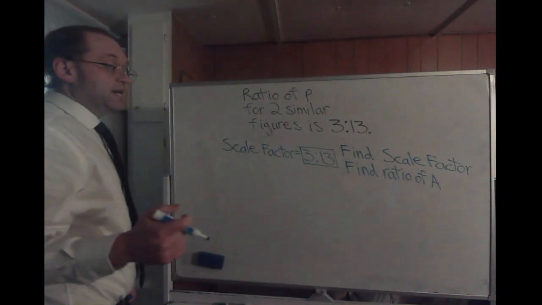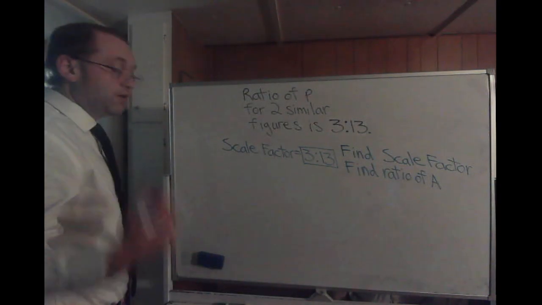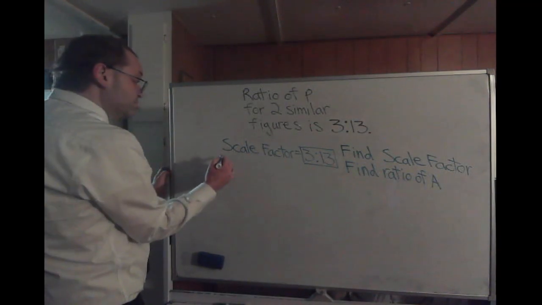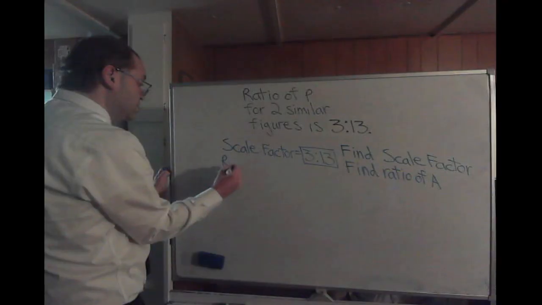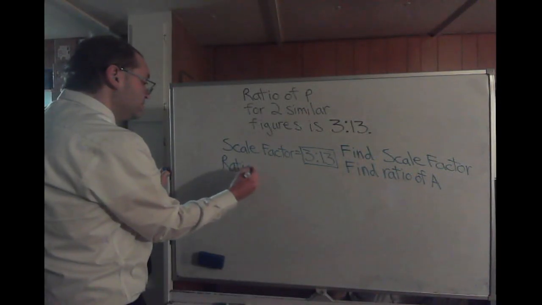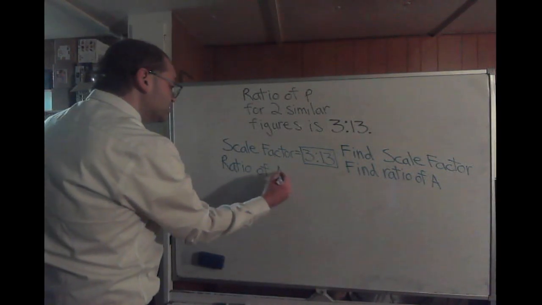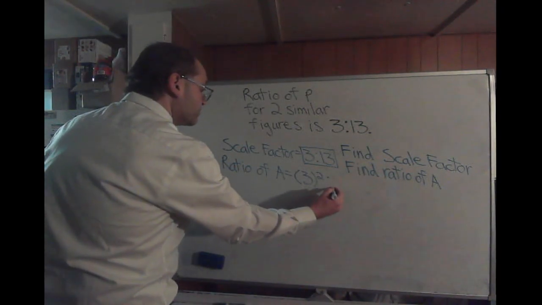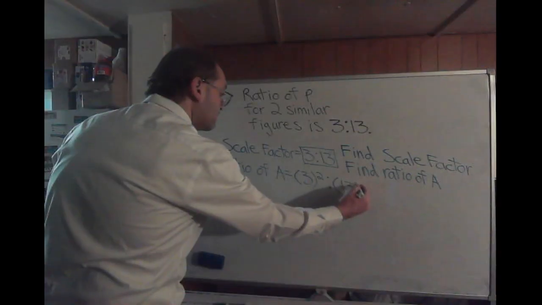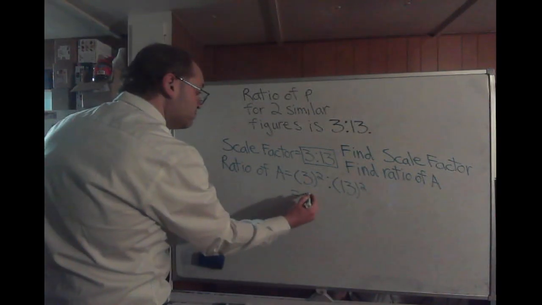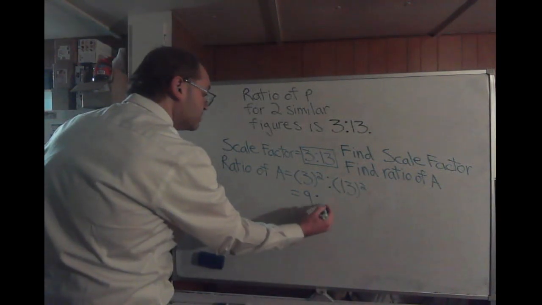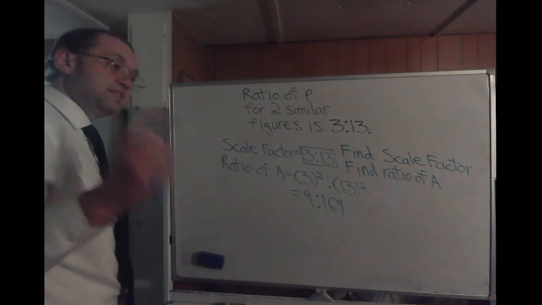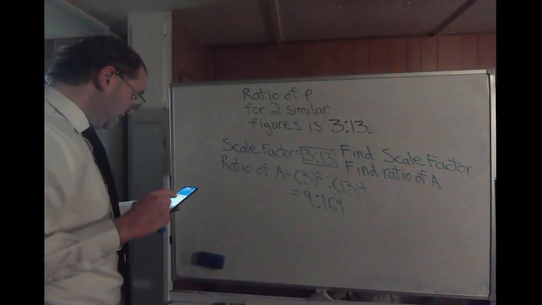Now we need to find the ratio of the areas. The ratio of the areas is your scale factor squared. So the ratio of the areas would equal 3 squared to 13 squared, which would equal 9 to 169. But does 9 to 169 simplify any further? We have to find that out.